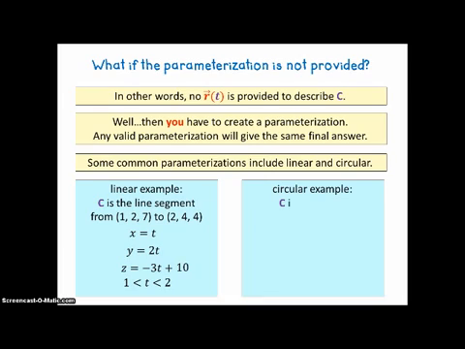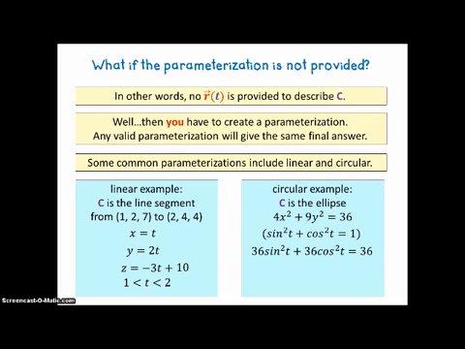Okay, second example, circular example. Let's say C is the ellipse defined by this equation. Well, that's supposed to remind you of this famous Pythagorean identity. But what we need to do is get a 36 in front of the two terms on the left so that we can factor the 36 out and have our identity. So what we really need is 36 sine squared t plus 36 cosine squared t equals 36 to mimic this ellipse. And so what do we need x to equal? And what do we need y to equal?